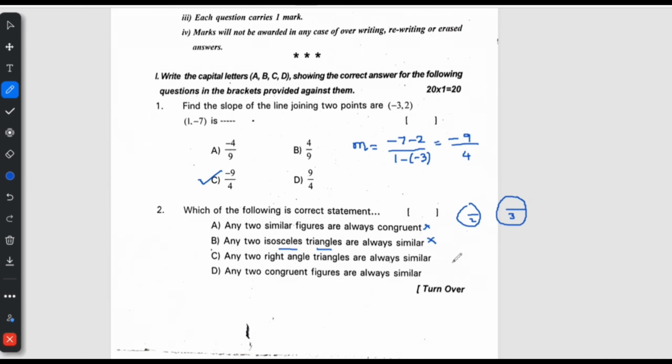Any two right triangles are always similar. This is also not true, because the right angle may be equal in measure, but the remaining two sides may be different. That's why this is also not correct. Any two congruent figures are always similar. This is right, because congruent figures must have equal angle measures as well as equal sides. That's why our option is D. So we can move to the next question.